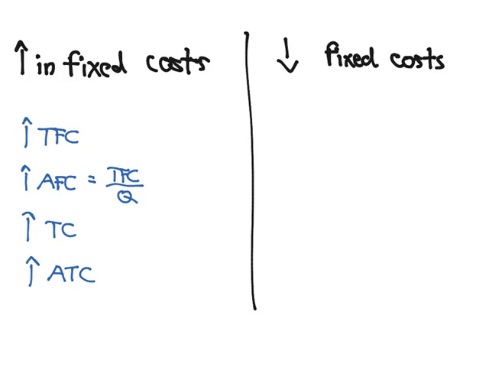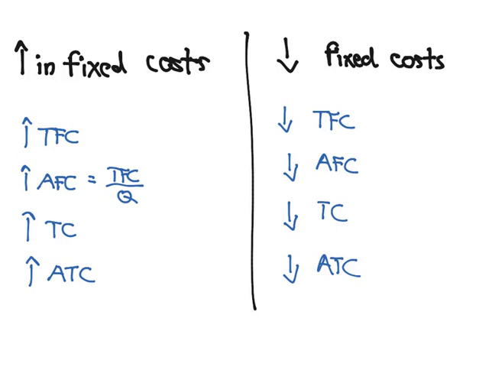And one of the things you can do to prove this is go back to, say, the chart that I've posted on It's Learning, the key, and change the value of total fixed cost to a different number, and then see if that changes marginal cost. And you'll notice that it'll be the exact same numbers. And then, of course, on the other side, we just switch the arrows. So it's a decrease in total fixed, a decrease in average fixed, a decrease in total cost, a decrease in average total cost. So that'd be a change in fixed costs.